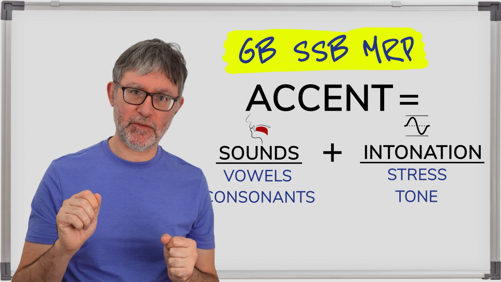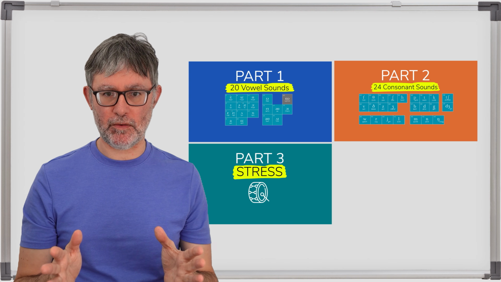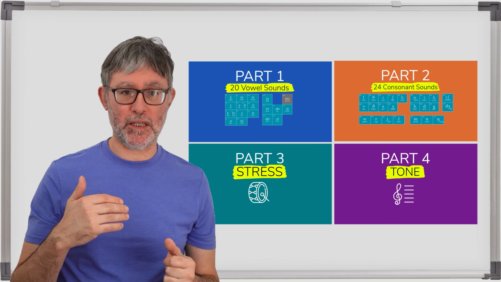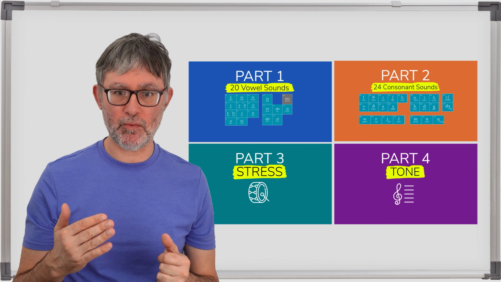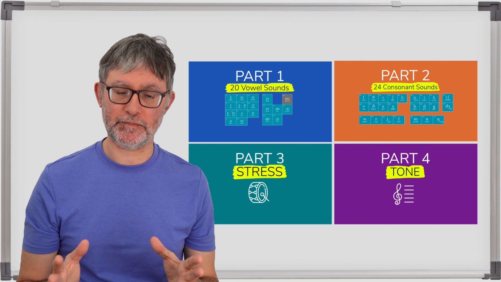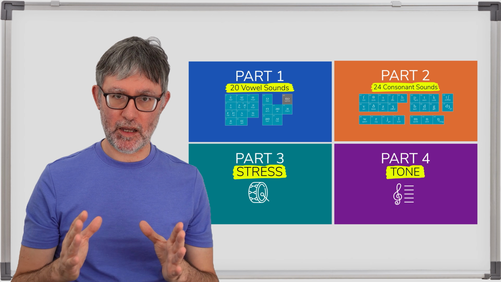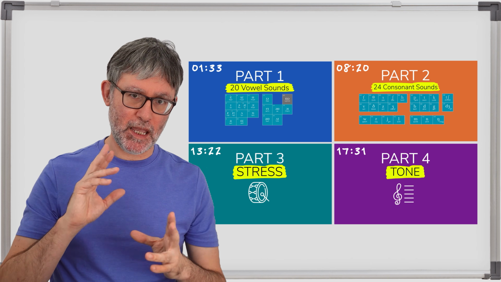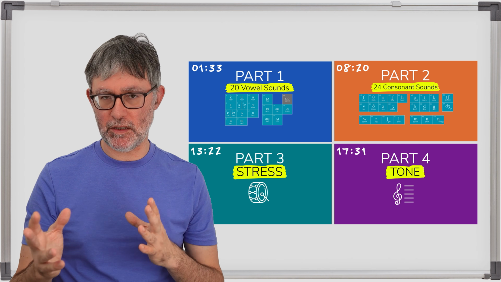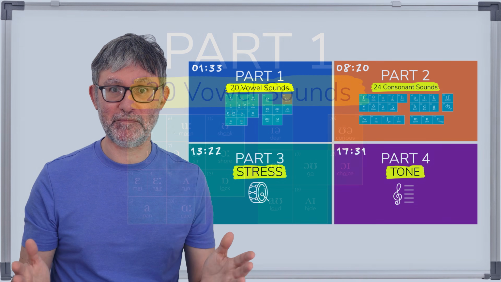So the video is in four parts: vowels, consonants, stress, and tone. There are links below for interactive quizzes on the Pronunciation Studio website if you'd like to check you've understood the key concepts of each part. Each part is 5 minutes long roughly, and you can see the timings here. Each bit stands alone, so you don't need to do them in order if you don't want to. Right, let's get started.